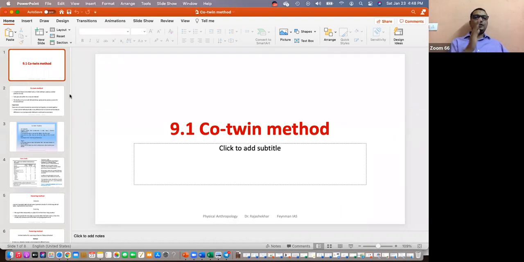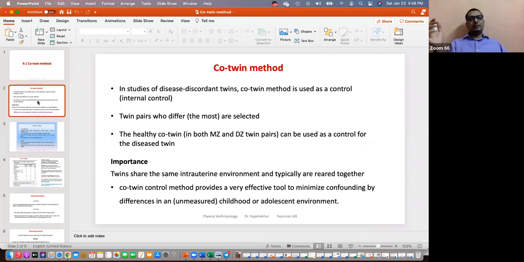Okay, so let me explain what the co-twin method is. How is it different from the twin method? What does it tell us? And when is this co-twin method used? I think this builds on what we just talked about in limitations. I was telling you, although we assume that twins have the same DNA, maybe different environments, even after rearing them in different homes, they still share the same environment in the mother's womb. But how do you compensate for that? How do you ensure that those differences are taken care of? You have a control which will take care of those differences. For that, we use what is called the co-twin method.